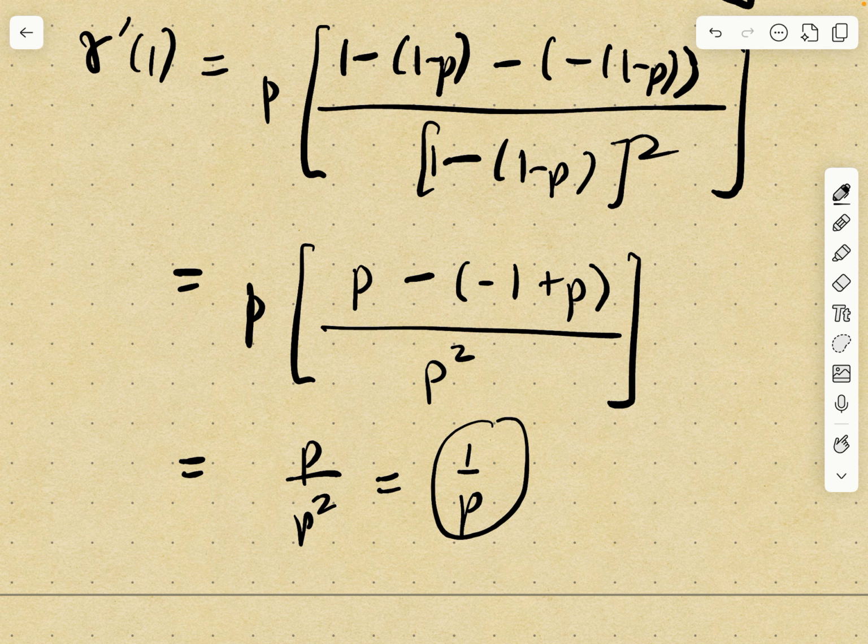I mean, it's easier to calculate the expectation without using the generating function. But intuitively, it makes sense that this is the answer, because if the probability of a success is p, then you would expect 1 over p trials to get the first success, because you would have 1 success for every 1 over p trials on average.